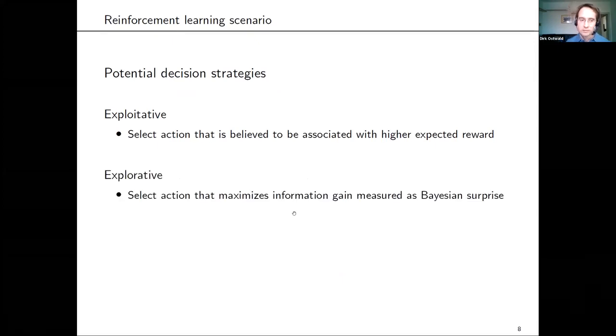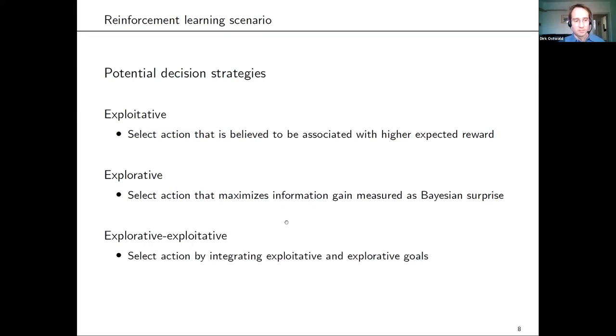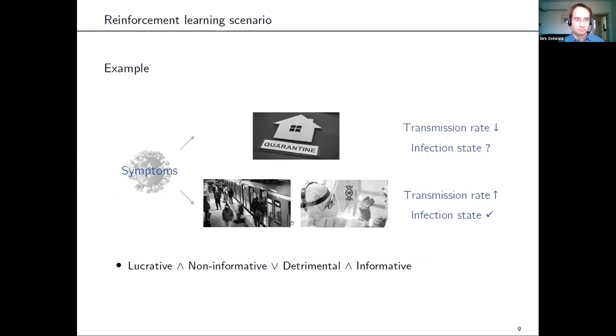And on the other hand, we're interested in explorative decision strategies that are most akin to epistemic behavior, as we heard in the first talk. So here the aim would be to select an action that maximizes information gain, and we measure this in our modeling work as Bayesian surprise, as we will see. And then we also look at a combination of these two goals by integrating them. So that's also part of our modeling initiative.